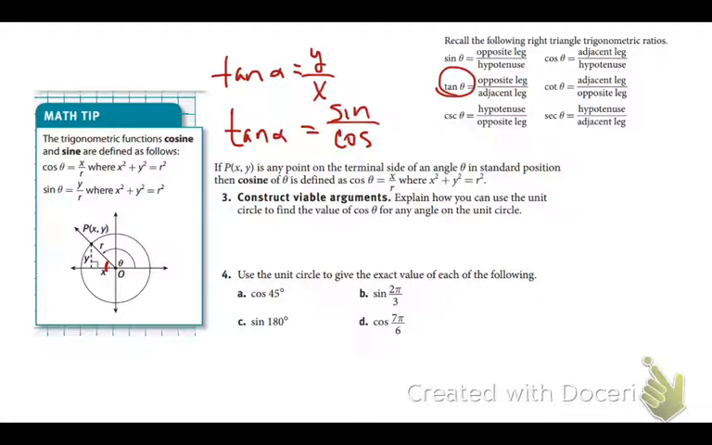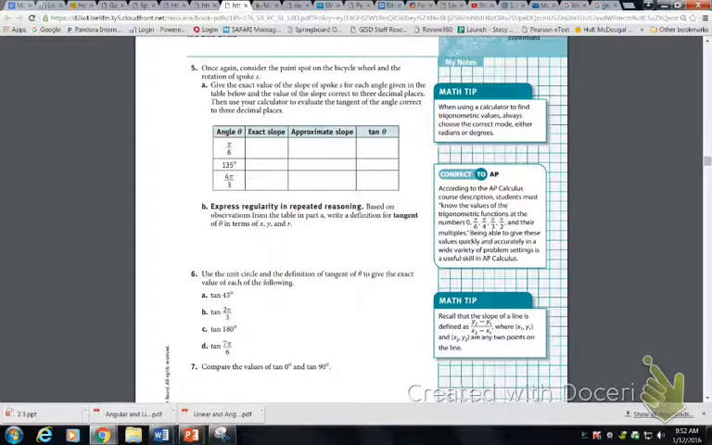And just a side note. So pi over 6, go to your unit circle. What is the ordered pair that is connected to the pi over 6?